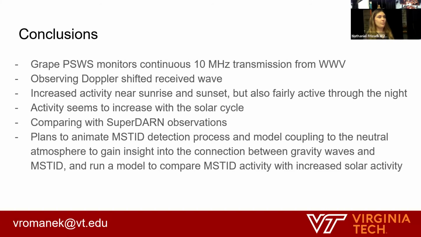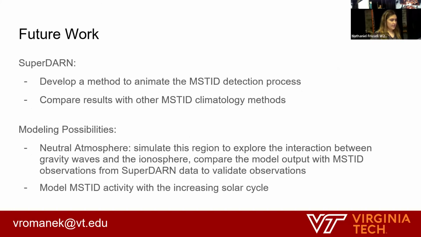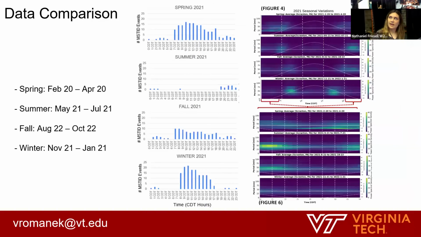I'm using the Grape Personal Space Weather Station to monitor the 10 megahertz signal from WWV. I am doing that by looking at the received Doppler shifted wave. I'm also working with data from SuperDARN, and I'm manually going through every hour and looking for active or quiet hours, and then comparing the data. Moving forward, I'm hoping to animate this process and work towards creating some models. I welcome any feedback anyone might have on the interesting results that I found.